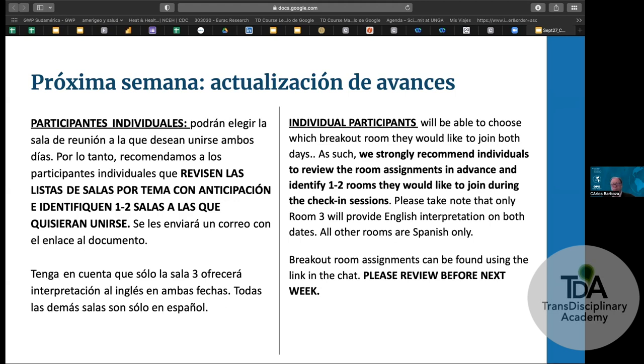Also next week, individual participants will be able to choose which breakout room they would like to join. We are doing this in order to help you see which projects interest you so that you can join a team as an individual decision maker. Facilitators will also be aiding this process. But please, the idea is that individual participants can actually go over the breakout room list so that they can then join the rooms that have the teams they want to join.